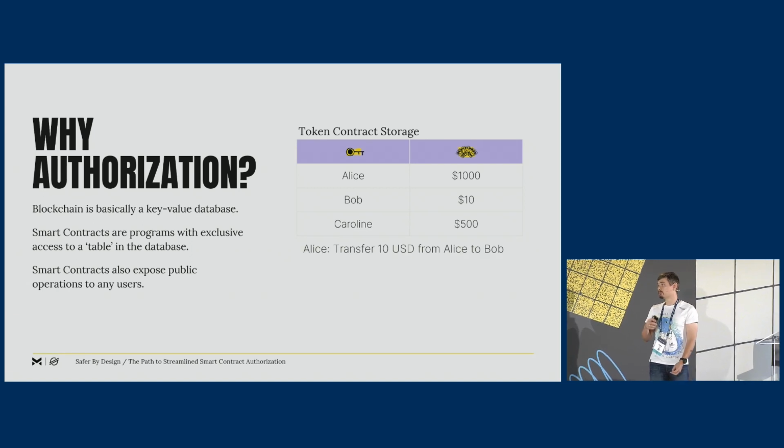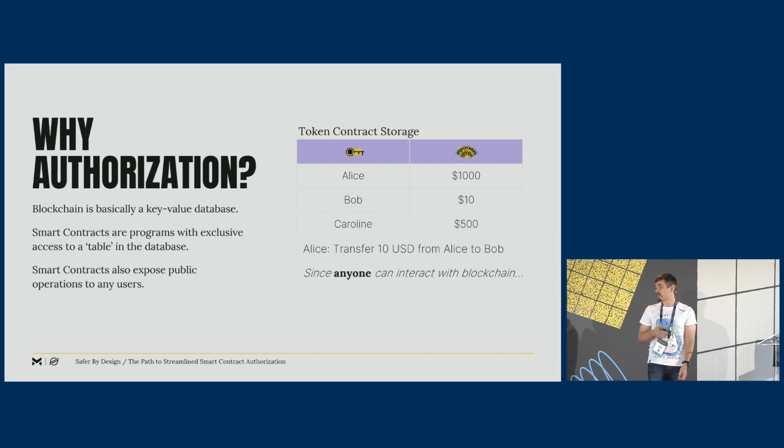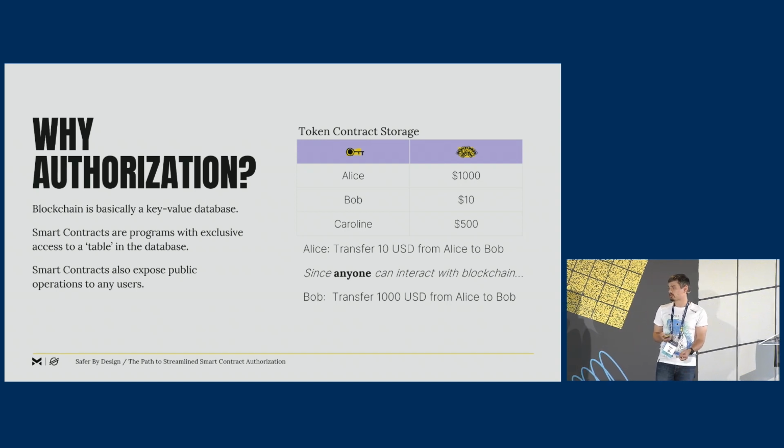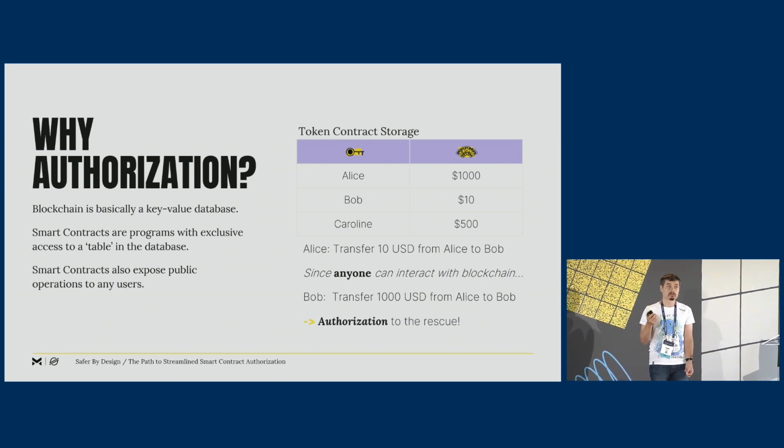So let's say we want to transfer some money from one account to another. Alice sends a message to the contract that says, transfer 10 USD from Alice to Bob. That's all right. But don't forget that anyone can interact with the blockchain. And of course, Bob can say, well, transfer $1,000 from Alice to Bob, and drain Alice's account, which Alice obviously did not want. So we need to do some authorization, obviously.